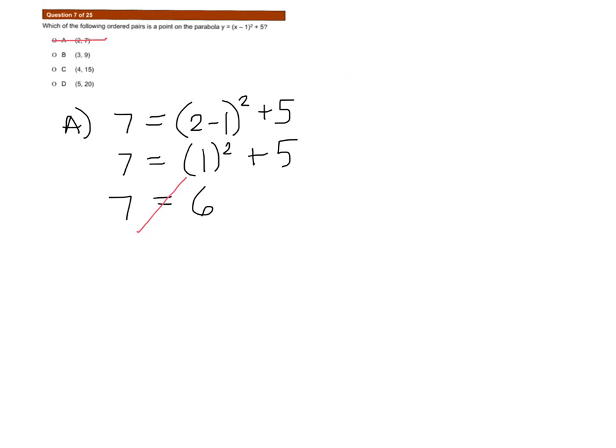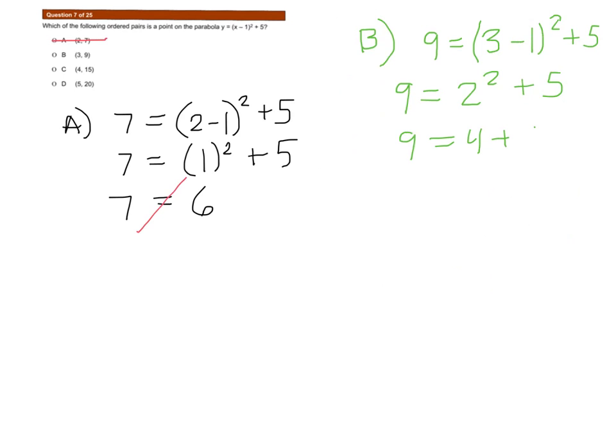We move on to the next one, letter B. We'll pick green here. So letter B. We're going to substitute 9 in for y and 3 in for x. And this looks like it's going to be a winner because 3 minus 1 is 2 squared. 2 squared is 4. And 4 plus 5 is 9. This is true. Since it's true, we know that B is our answer. And the other two are going to be incorrect because there's only one solution.